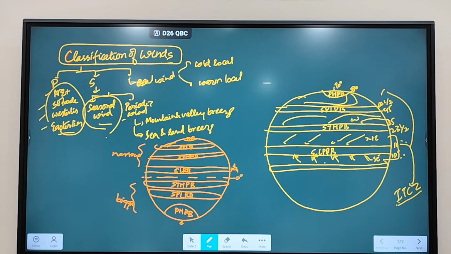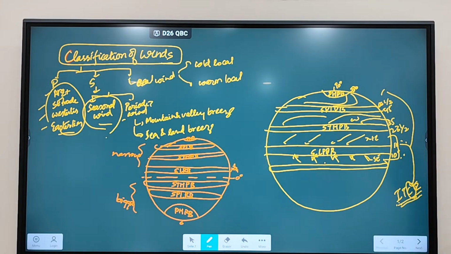Intertropical Convergence Zone. What is ITCZ? It is the Intertropical Convergence Zone. Remember, we discussed the equatorial low pressure belt. Last class we discussed it is also known as the doldrums. Why ITCZ? Because it is a converging zone of the northeast trade wind and the southeast trade wind. That's why it is also referred to as the ITCZ. Fine.